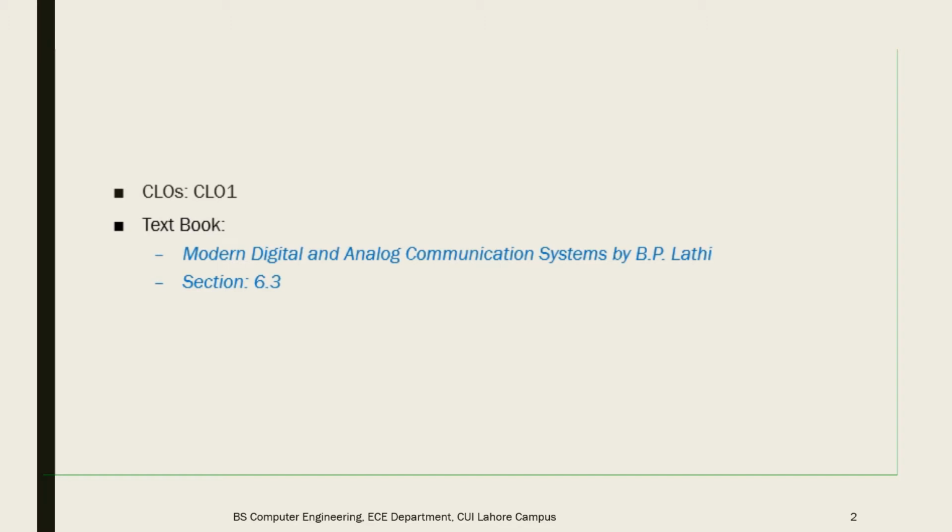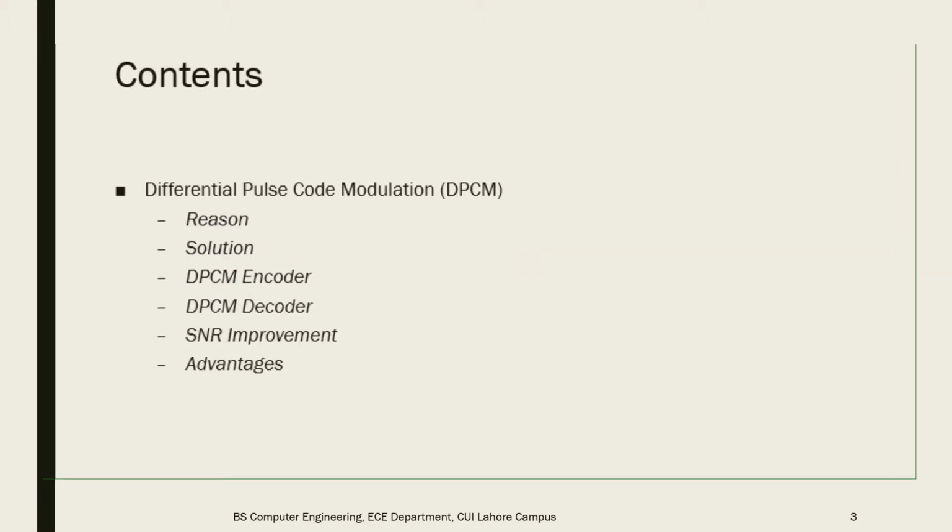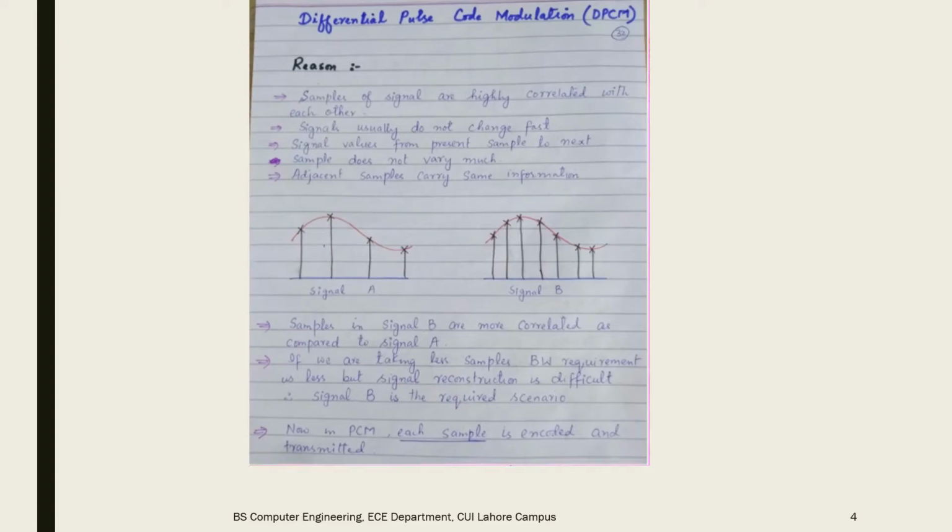It will be covering CL1 and it is present in 6.3 of your textbook. In this lecture we will discuss DPCM in detail, and why there was a need to propose DPCM, what the reason was that DPCM was proposed as a solution. Then we will have a look at its encoder and decoder and how it can improve the SNR, and at the end we will study its different advantages. So let's start with DPCM.